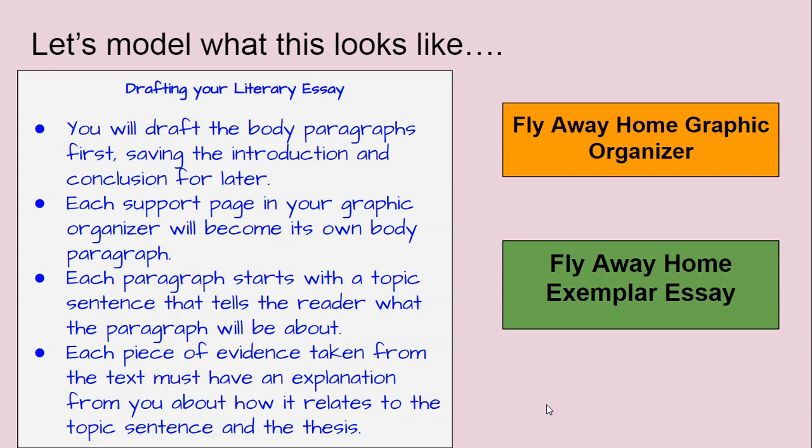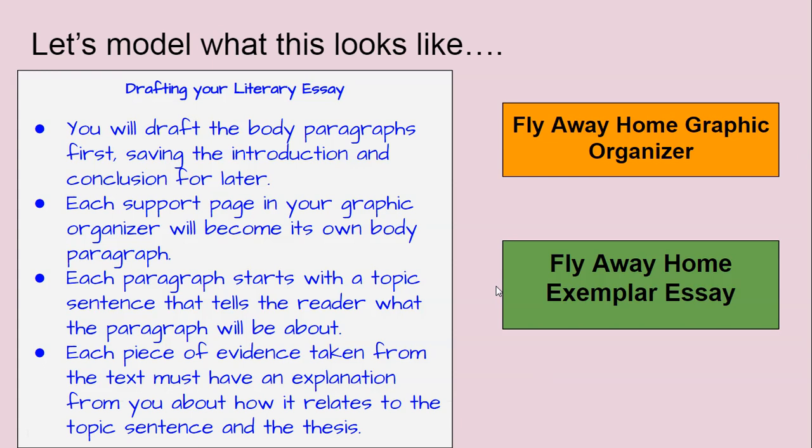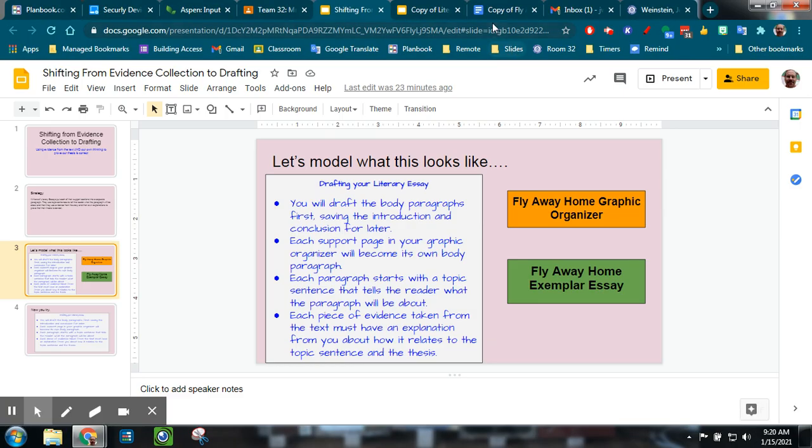Each paragraph you write has to start with a topic sentence that tells the reader what the paragraph will be about. And lastly, each piece of evidence that you take from your text must have an explanation from you about how it relates to the thesis and the supporting paragraph as a whole, to the topic sentence. So we're going to be looking at a graphic organizer based on the Flyaway Home story that we know about Andrew and his dad living in the airport. And then we're going to be looking at an exemplar essay that we've all seen.